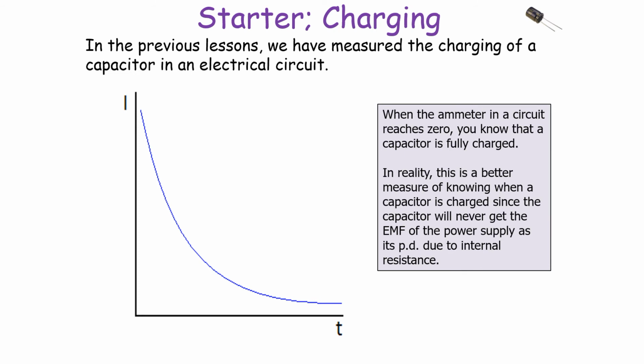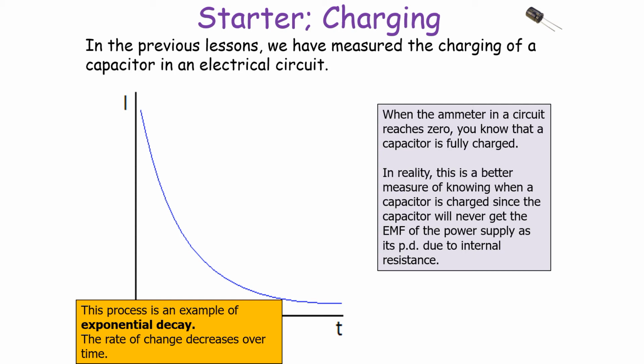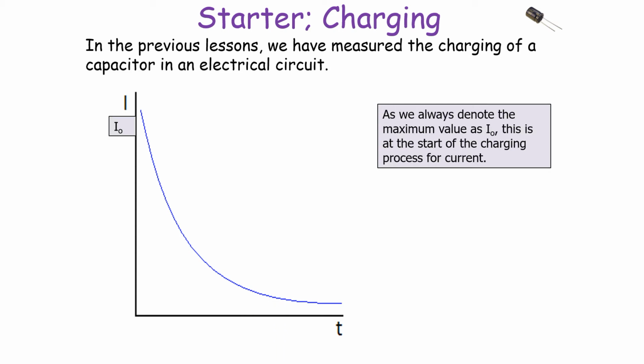Now, in reality, this is a better measure of knowing when a capacitor is charged, since the capacitor will never get the EMF of the power supply, as it has a potential difference due to internal resistance which prevents it from reaching its EMF. Now again, this process is exponential decay. The rate of change decreases with time, but our I0 is our maximum value, so in this instance it's the start of the charging process.